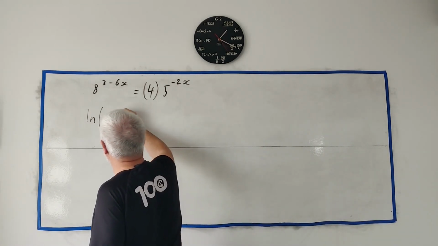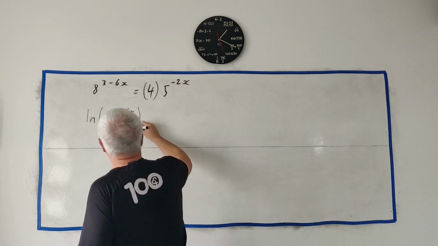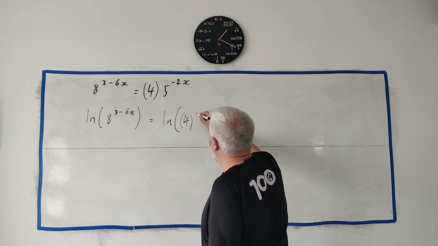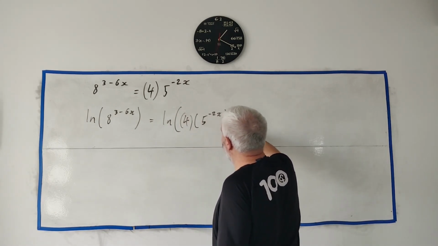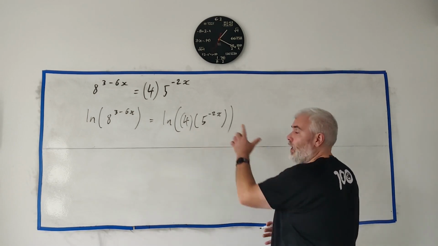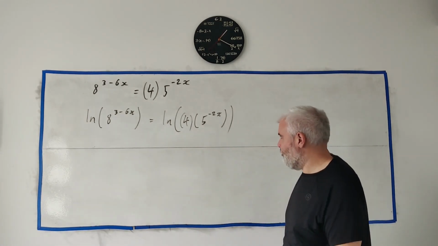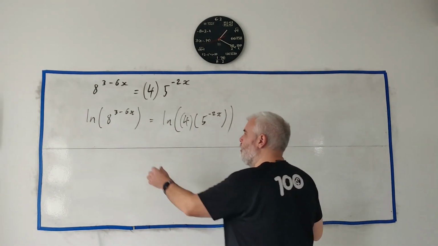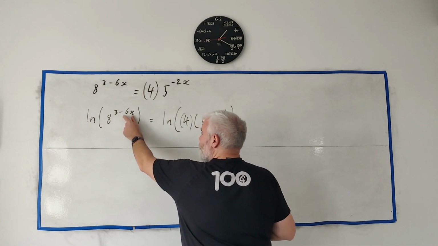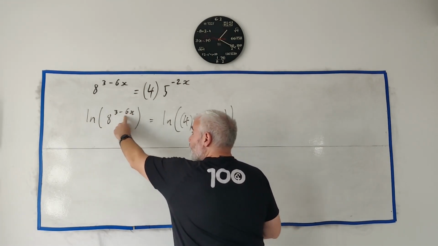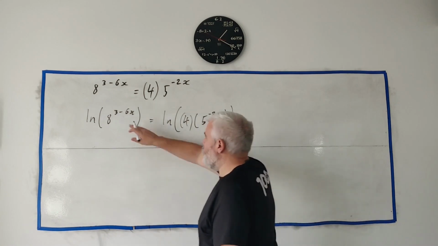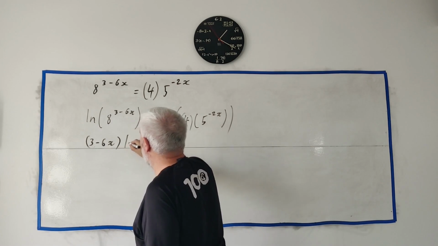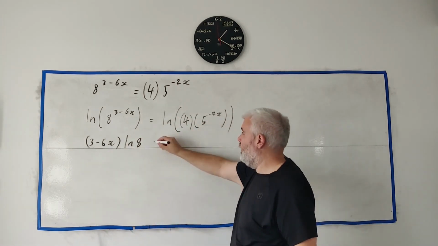Natural log of 8 to the power of 3 minus 6x is equal to the natural log of all of this, 4 multiplied by 5 to the power of minus 2x. This is the first bit we're going to have a little bit of trouble with. Actually, let's use two of the rules of logs. One of them says the log of something to the power of something, we can take this power up here and multiply it. So we can turn this side into 3 minus 6x multiplied by the natural log of 8. That's one thing we can do.